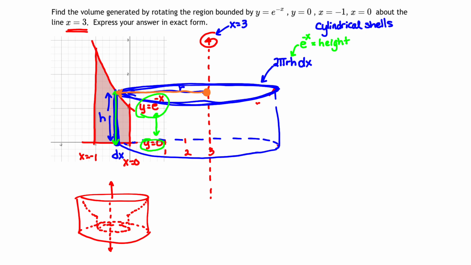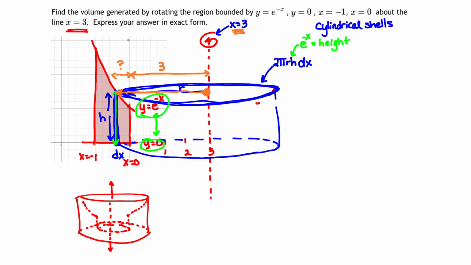I can see in my picture that the distance from the axis of rotation to the y-axis is 3 units because I'm revolving around the line x equals 3. But to get a little farther to where this cut is happening, I have to add a little bit. What do I have to add? I have to add the absolute value of this distance.